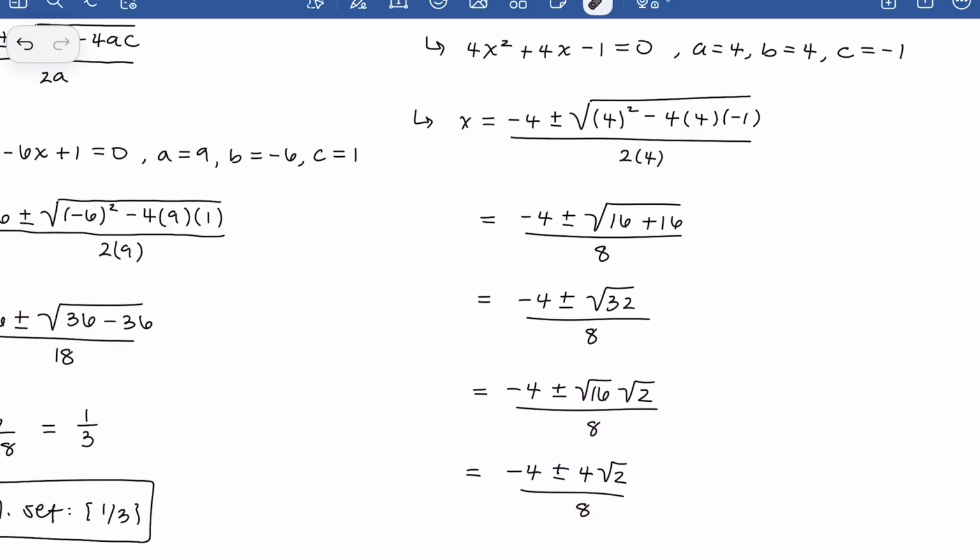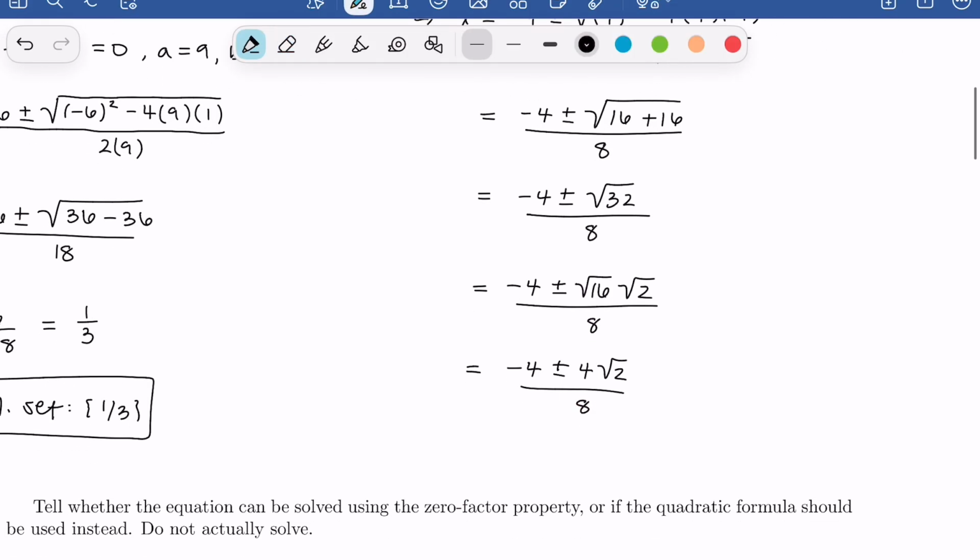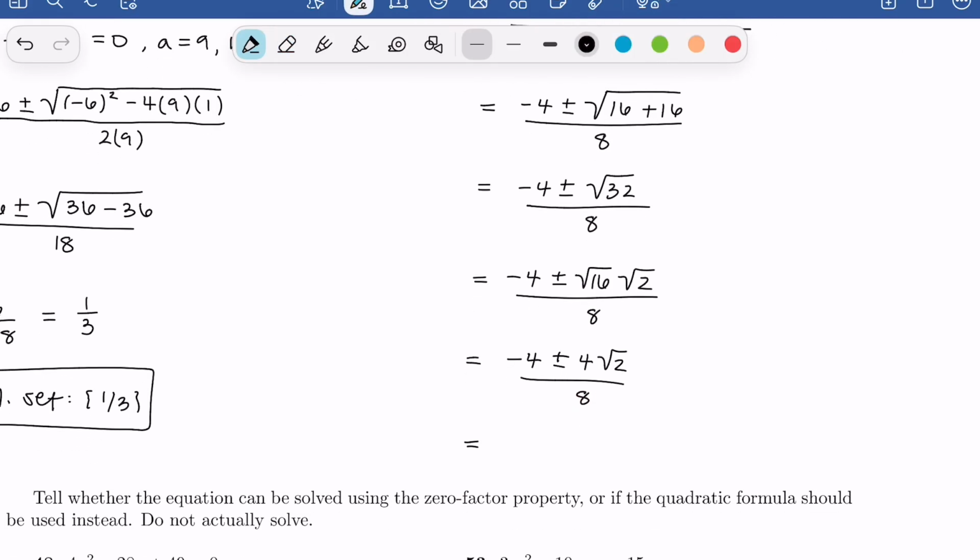The numerator and the denominator both share a common factor of 4. So we'll go ahead and pull that 4 out from both. In the numerator, we're going to end up with negative 1 plus or minus root 2. And in the denominator, we're going to have 4 times 2. Taking out the 4 from the numerator and the denominator here, our final answer is going to end up being negative 1 plus or minus root 2 all over 2.